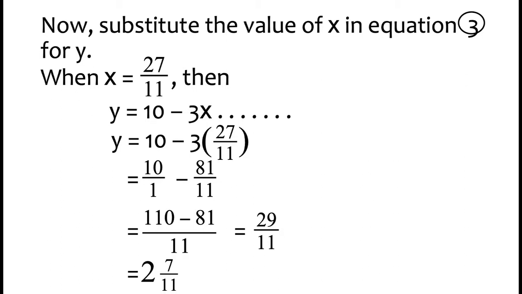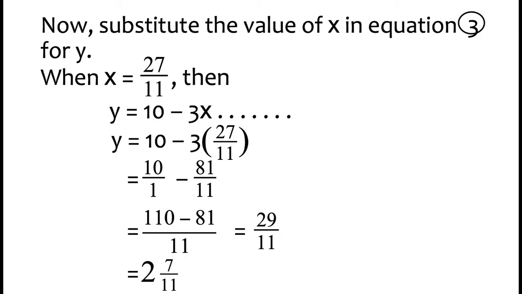So our y now equals 10 minus 3 times the value of x, which is 27 over 11. When you multiply minus 3 times 27 over 11, it will give you minus 81 over 11. Now, take the LCM. The LCM of the denominators, that is 1 and 11, is 11. So 1 into 11 is 11, and 11 times 10 gives us 110.